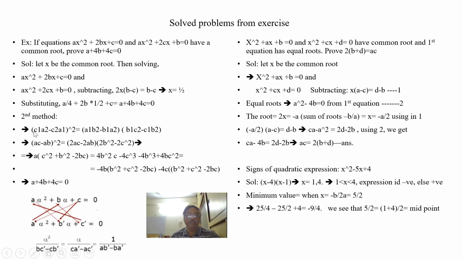What is the second method? I know the formula: c1a2 minus a1c2 whole square is equal to a1b2 minus b1a2 into b1c2 minus c1b2. If I substitute the values, it is somewhat difficult. I have to rearrange the terms. C square plus b square minus 2bc is common in both. I have to add and I have to minus, so that in front of 4b I should get this.